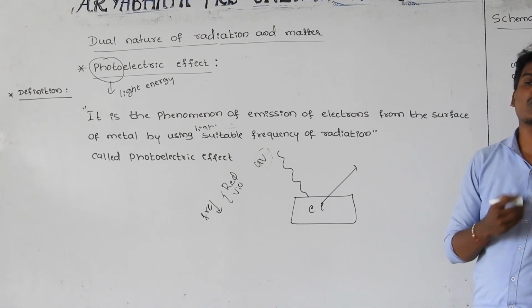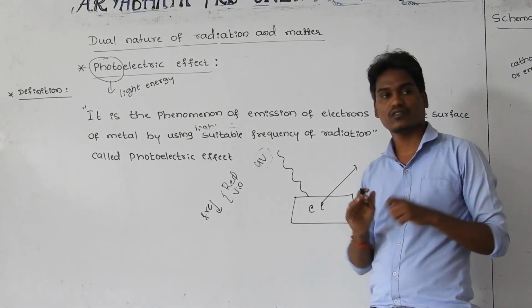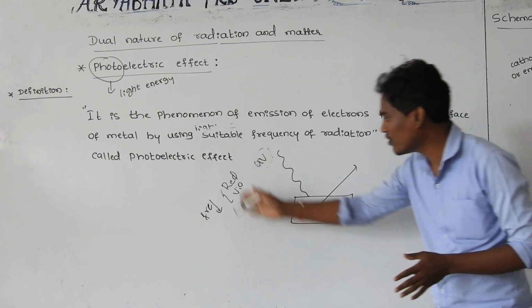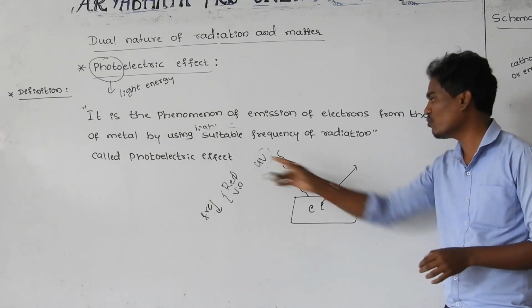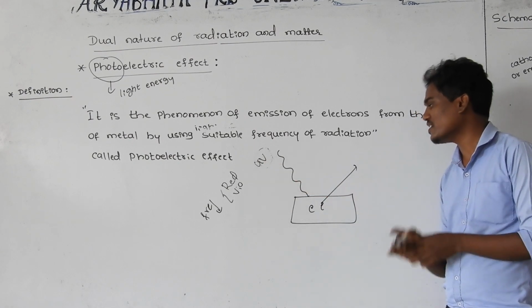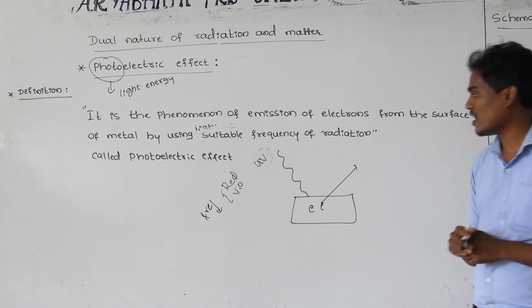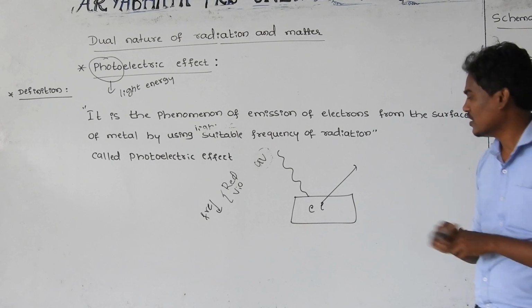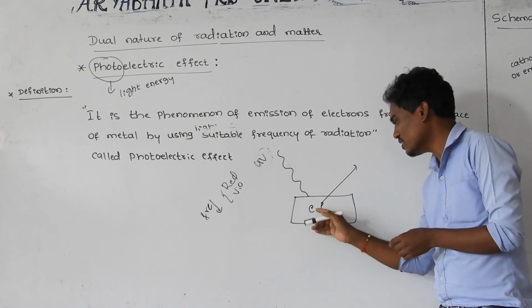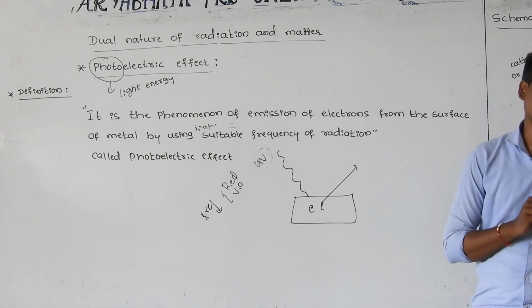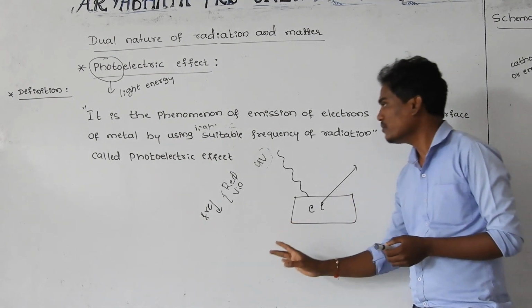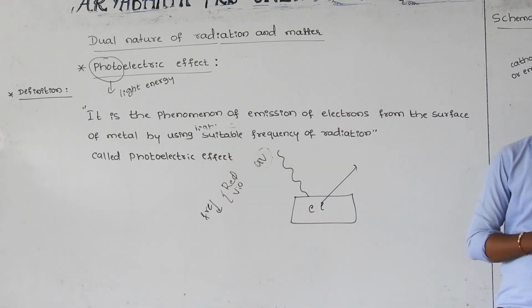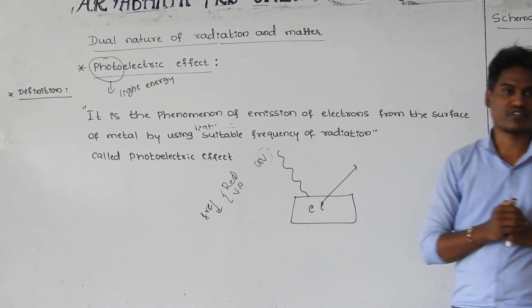It has more frequency compared to red as well as other radiations. That's why whenever I use UV light instead of these radiations, it has more frequency. Whenever ultraviolet radiation is incident on the metal surface, its energy is transferred to the electron of the metal. Then by receiving that energy from the UV radiation, the electron easily comes out of the metal. That's why we mention here: by using a suitable frequency of incident radiation. Incident means it is falling on the metal surface.